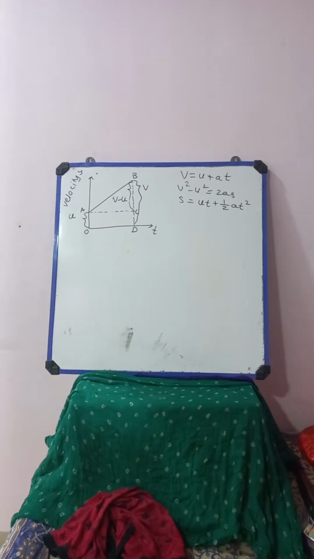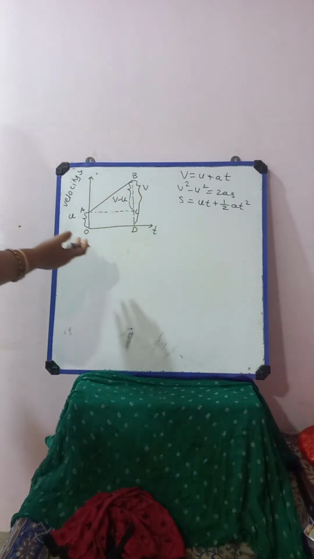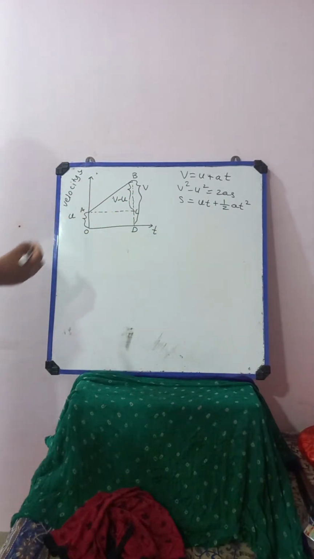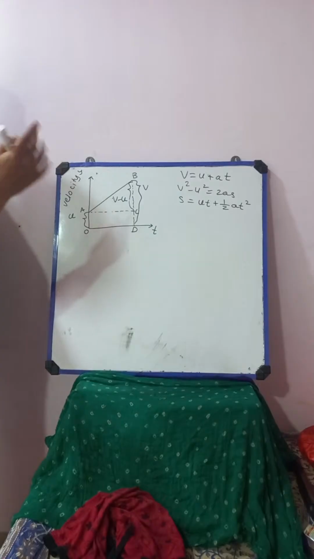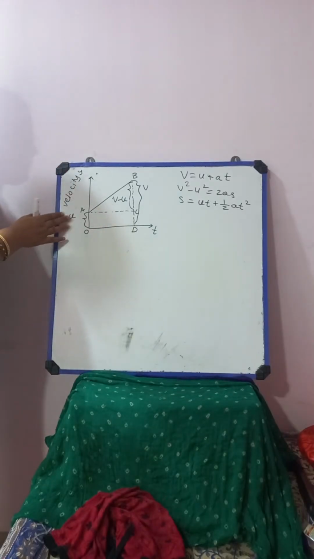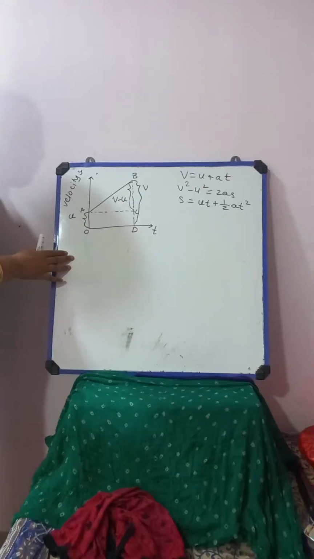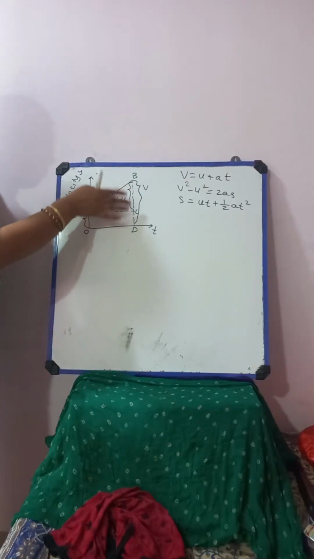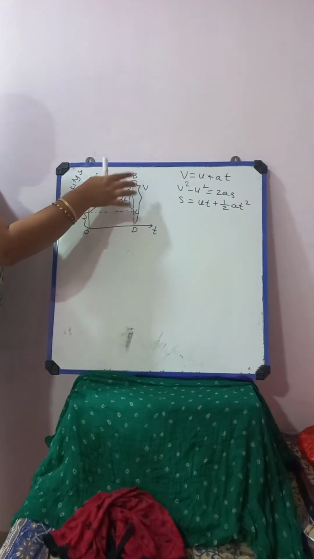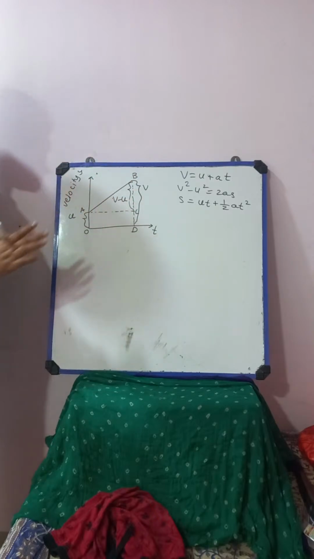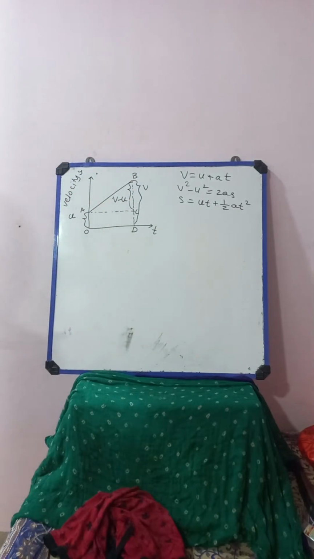Here first we have to prove v is equal to u plus at. It is very simple. O to A means the object initially travels with the initial velocity u, and the final velocity will become v. If we take the difference B to C, then B to C is nothing but the final velocity minus the initial velocity. So here we have to derive v is equal to u plus at.